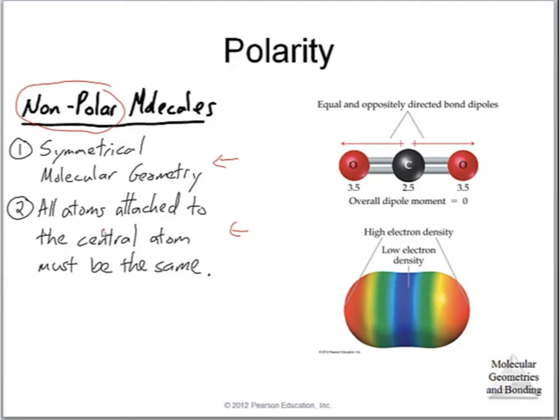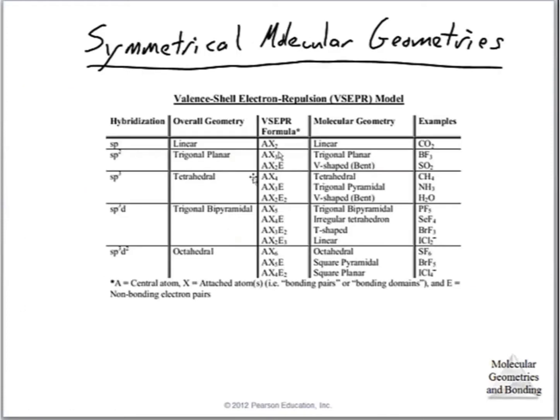So the second rule, all the atoms on the central atom must be the same. We'll apply this to the examples that we've been working on for this chapter. But first off, let me go through the symmetrical molecular geometries real quick. And this is the same table that we've seen before. I'm just going to highlight those particular molecular geometries that are symmetrical.